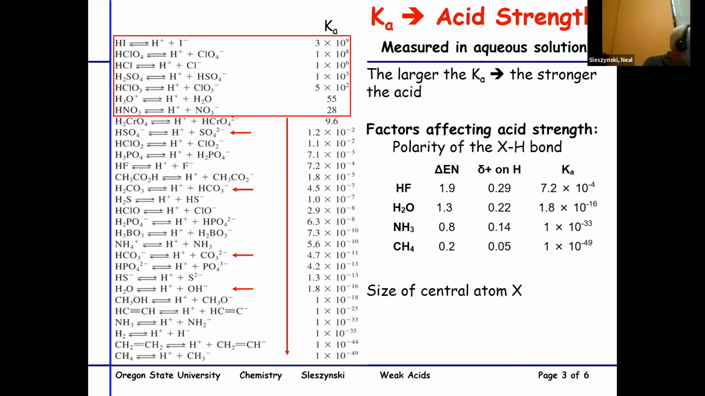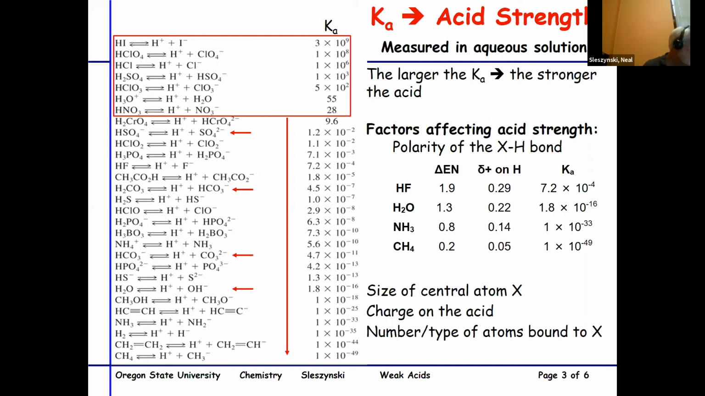Ka also depends on the size of the central atom. Typically, the larger the central atom, the more acidic the hydrogen ion is. It depends on the overall charge on the acid, which we'll see in a couple of slides. And also the number and type of atoms bonded to whatever our central atom is.